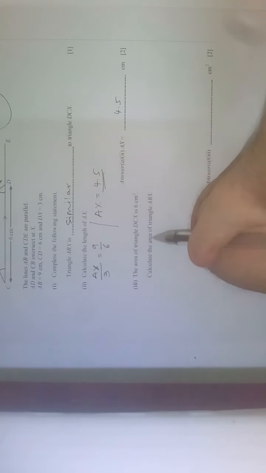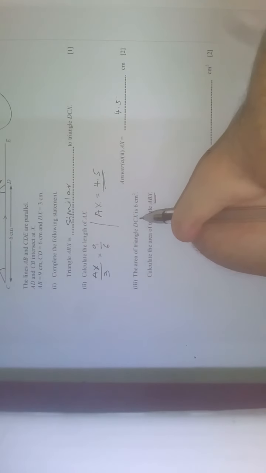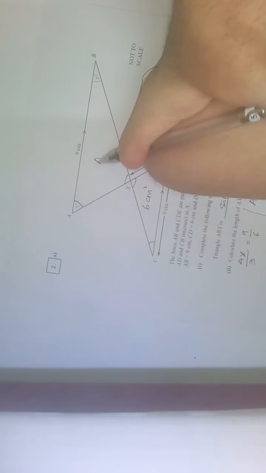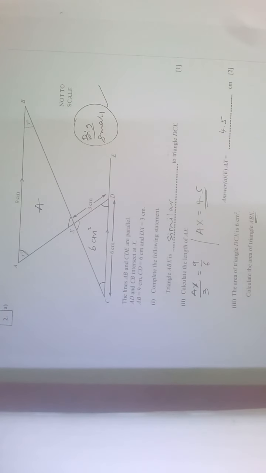Next question. Calculate the area of triangle ABX. Area of triangle ABX. Given that the area of triangle DCX is 6. Okay, if you look over here, the triangle DCX is the small triangle, which is 6. I will write down inside here. So the area of this triangle is 6 cm square. Calculate the area of ABX. So we need to find the area of this big one. So again, remember the scale factor, there are 3: length, area, and volume. This question, they are asking about the area.